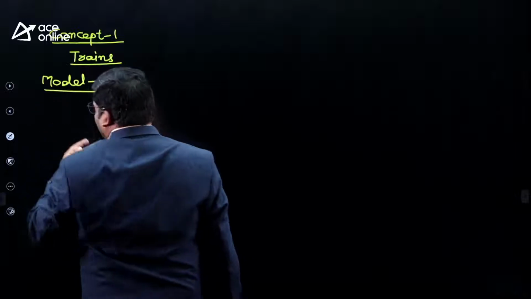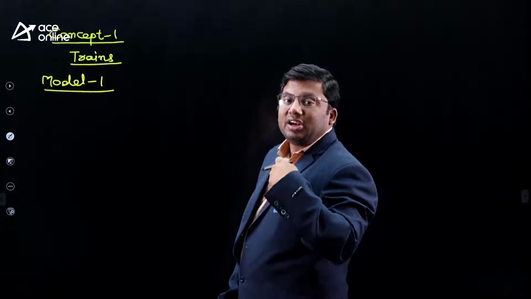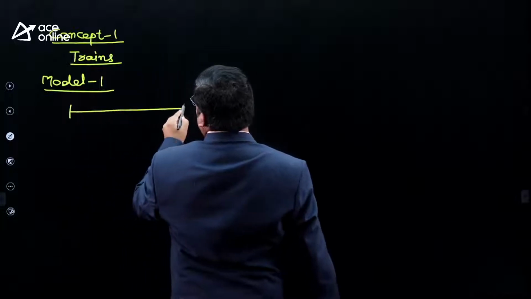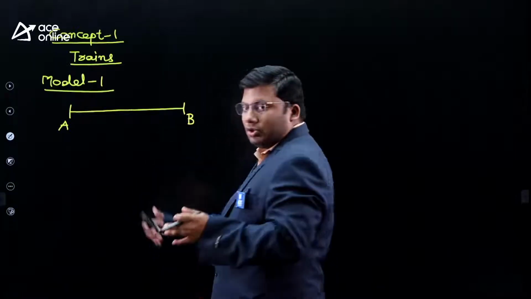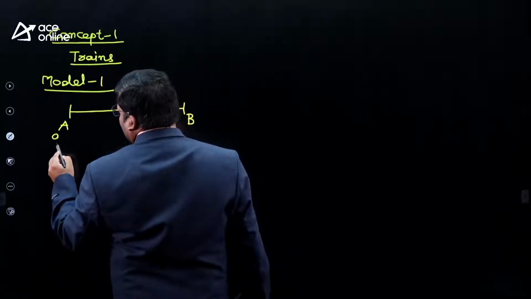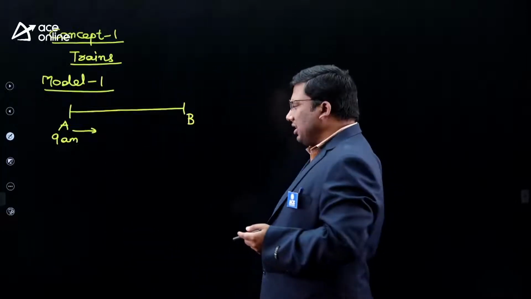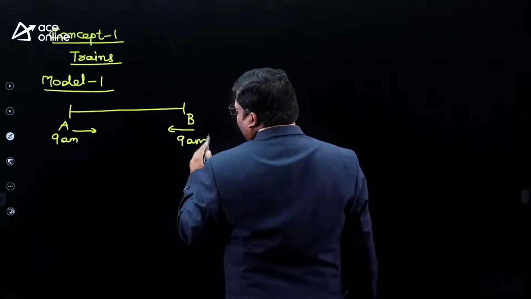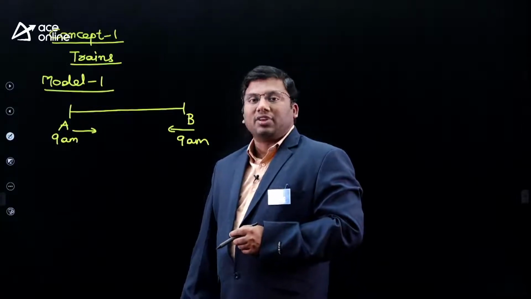The questions which I think you will take more time on, that kind of questions I will take up, and I will try to make you solve them in seconds. Model 1. Suppose there are two stations, station A and station B. A train is starting from station A at 9 o'clock, going towards station B. Another train starts at station B at 9 a.m. Both are starting at the same time. Sir, what will be the case when both start at different times? That also we will discuss.